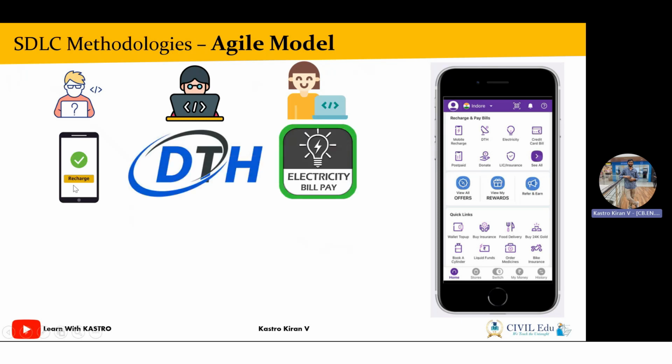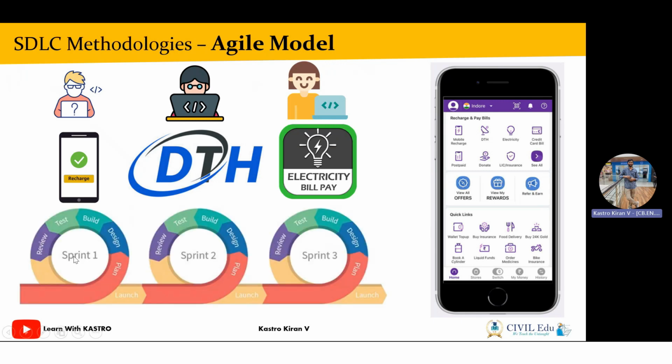Let's say developer 1 is going to develop a page related to recharge, developer 2 a page related to DTH, and developer 3 a page related to electricity bill. Remember, all these options are available in a single application called PhonePe. Now, how does this work? In the agile model, the entire project is divided into multiple parts, and this process of dividing the entire project into multiple parts is called sprints. Now, what will happen in a sprint?